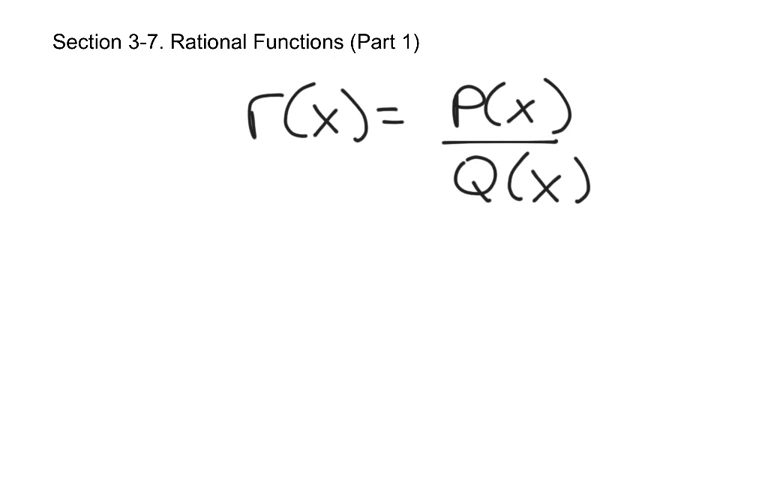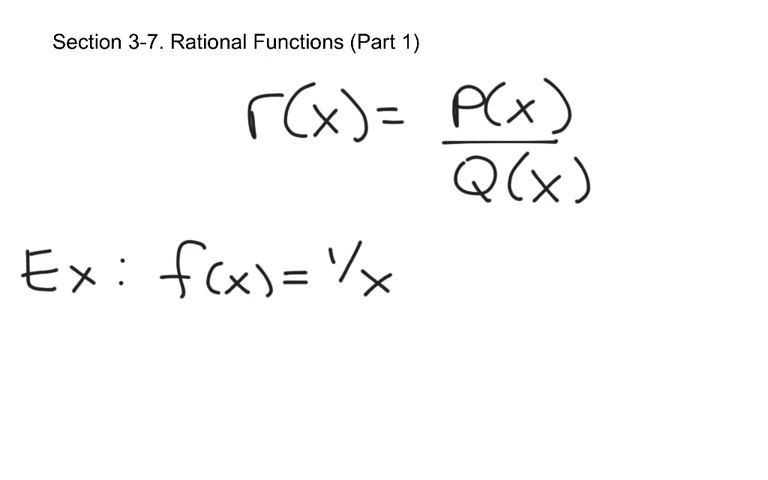A rational function is any function formed by the quotient of two polynomials. So if you have a function that has a polynomial in the numerator of a fraction and one in the denominator, we call it a rational function. The basic run-of-the-mill rational function is the graph of 1 over x.